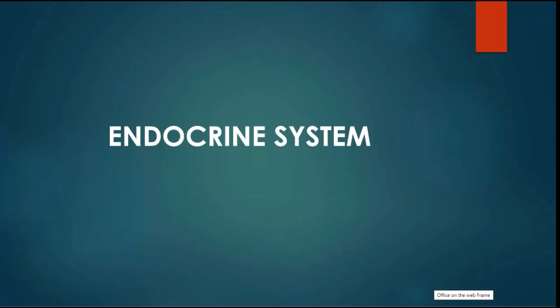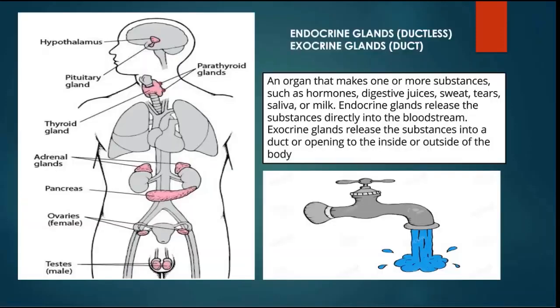Today we're talking about the endocrine system. An endocrine system is a system that consists of glands and hormones. So it means we're going to talk about glands in this chapter. We're also going to talk about hormones. We're going to talk about the functions of glands and the functions of hormones.